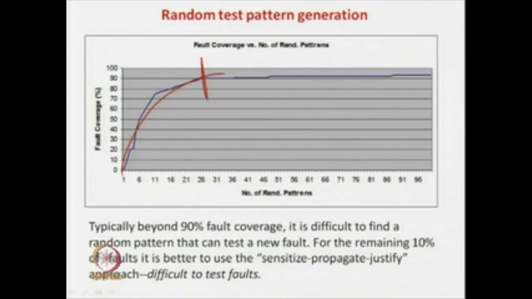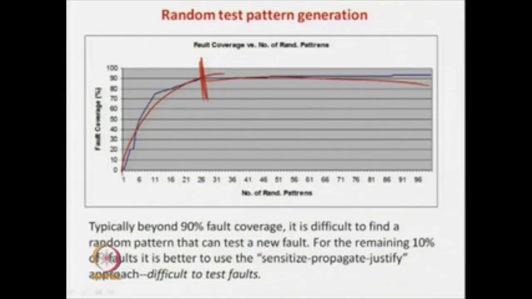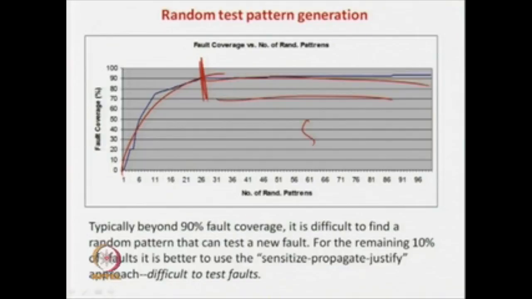So, after say 90% of the faults, for the rest 10% of the faults, you find that after applying 10 random patterns, one fault is getting detected. After that it actually becomes more difficult than the sensitize, propagate and justify approach. Then what we do is stop the random pattern generation approach. That is, when we find that 3 or 4 consecutive random patterns are not able to detect any new fault, we stop at that point, and from there we term the remaining faults difficult to test faults, and for them we apply the sensitize, propagate and justify approach.